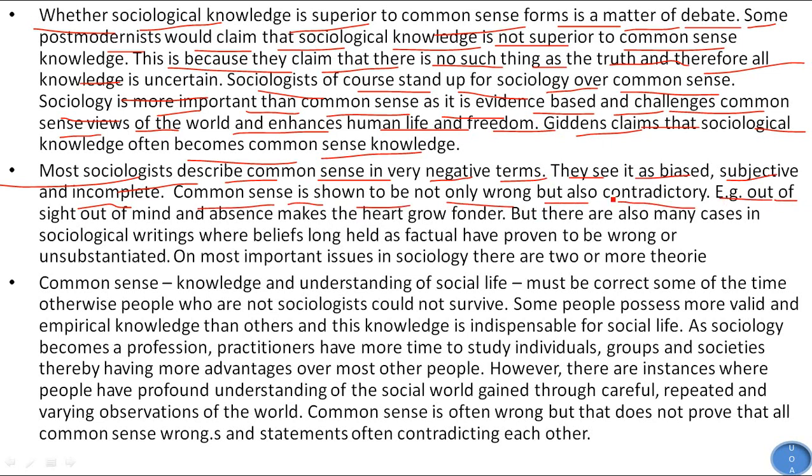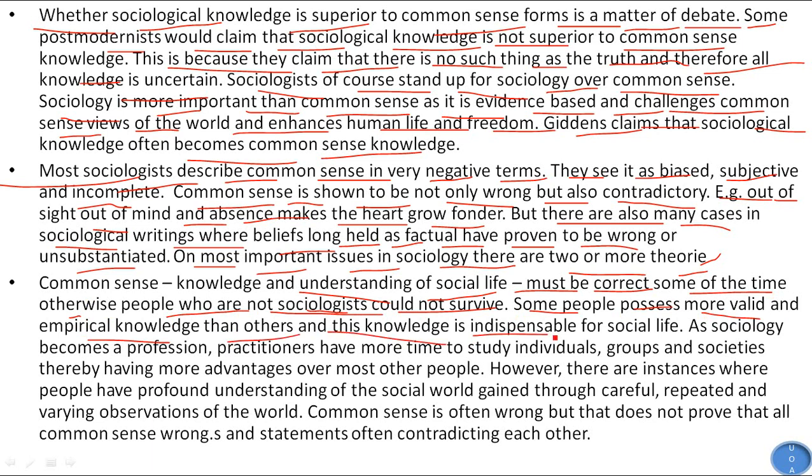For example, "out of sight, out of mind" and "absence makes the heart grow fonder." But there are also many cases in sociological writings where beliefs long held as factual have proven to be wrong or unsubstantiated. On most important issues in sociology, there are two or more theories. Common sense knowledge and understanding of social life must be correct some of the time. Otherwise, people who are not sociologists could not survive. Some people possess more valid and empirical knowledge than others, and this knowledge is indispensable for social life.